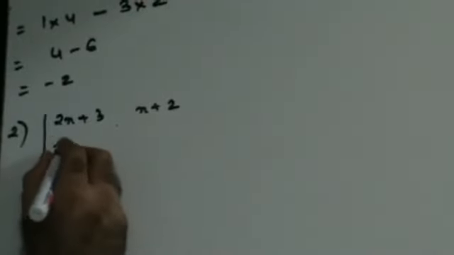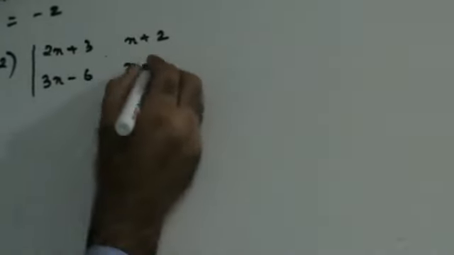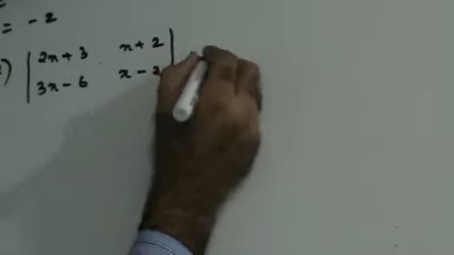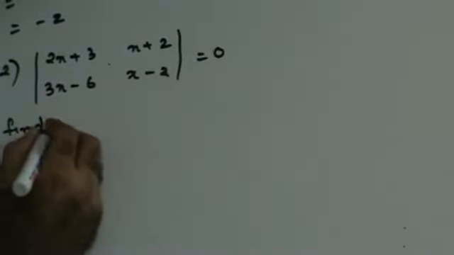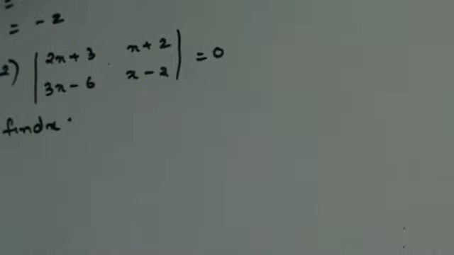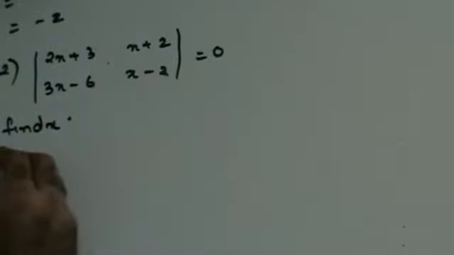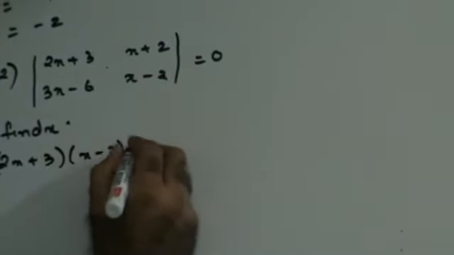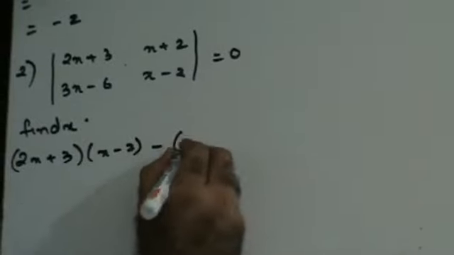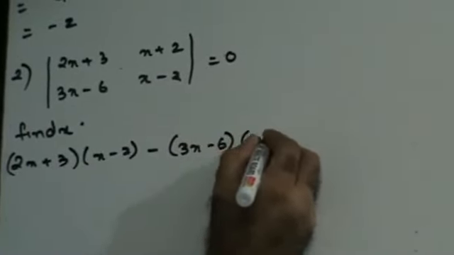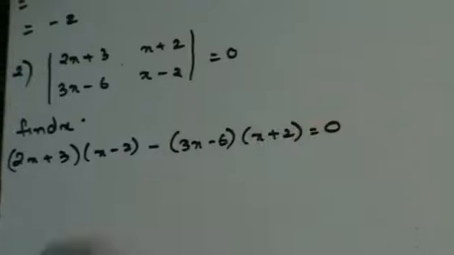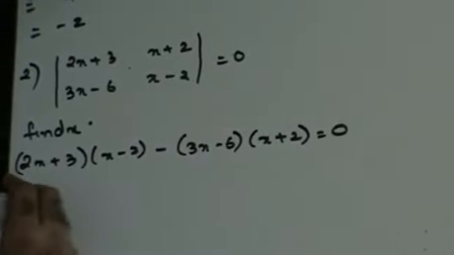The determinant with rows x plus 3, x plus 2 and 3x minus 6, x minus 2 is 0, find x. Right? How do I solve this, guys? It is the product of the principal diagonal minus the other diagonal. That means this will be (x plus 3) into (x minus 2) minus (3x minus 6) into (x plus 2), which should give you 0.